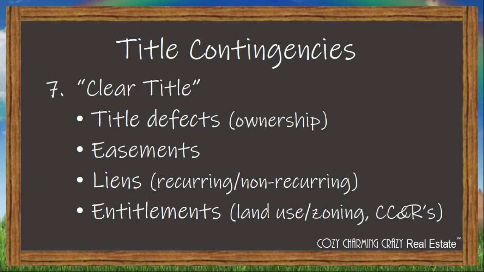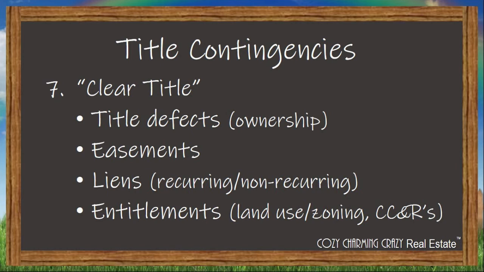Now, liens can be recurring, such as simple property taxes. And if you're in California, Mello-Roos taxes, which can either terminate on a specific date, or some Mello-Roos taxes go on forever. Or they can be non-recurring.